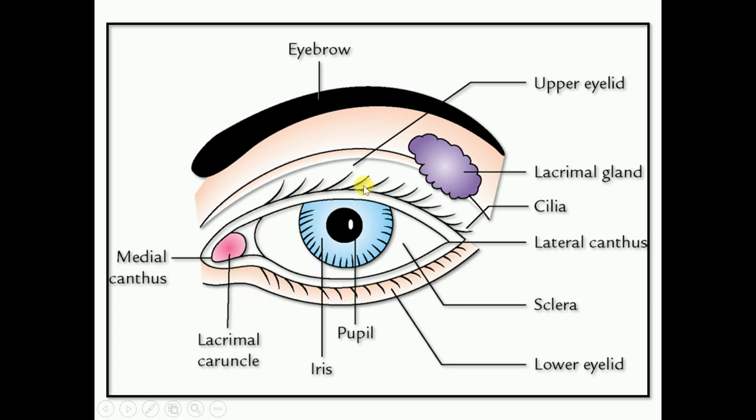Now, the location of the lacrimal gland: it is located in the anterolateral part of the roof of the orbital cavity. This is called the roof of the orbital cavity. There is a lacrimal fossa, in which the lacrimal gland is located. It is a serous gland.